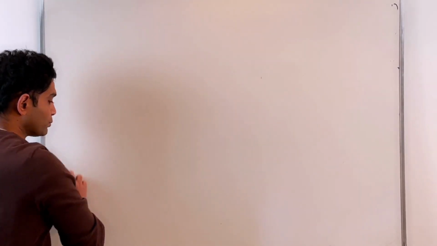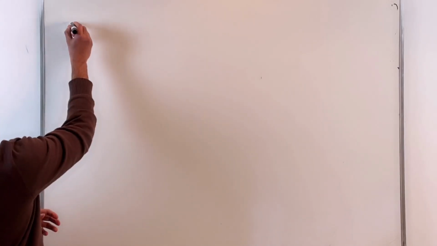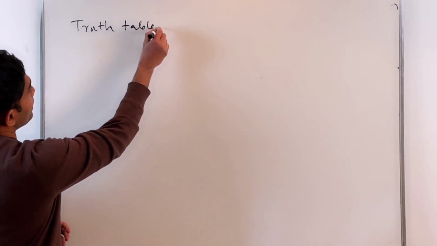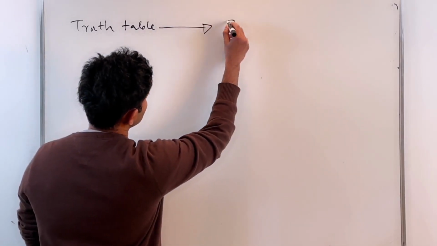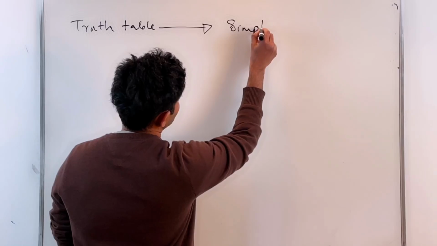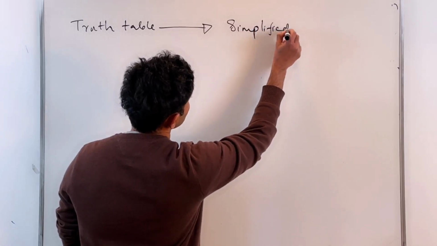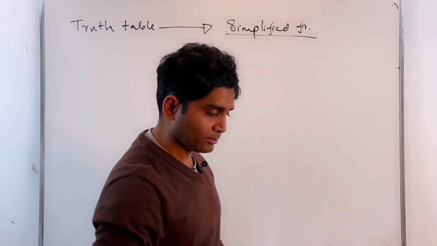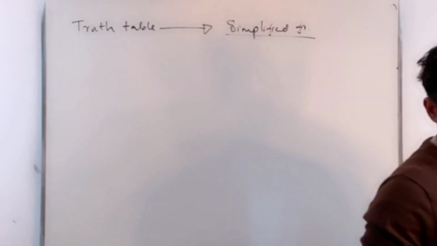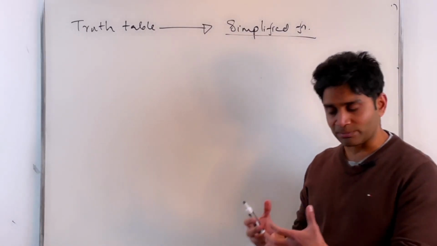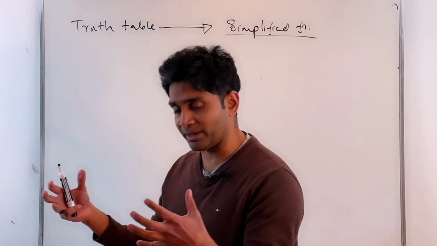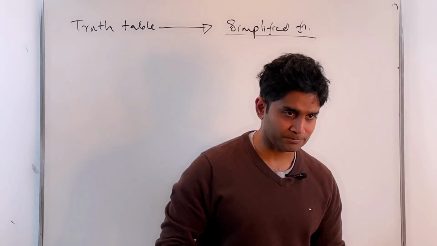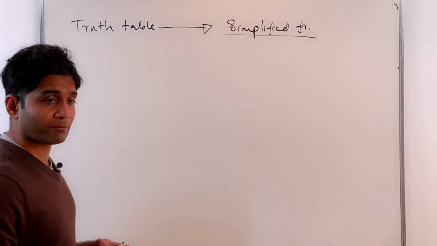Now once you're given the truth table, how do I obtain the simplified function? Again, we want to go for the simplified function, right? Because based on what we have discussed, we want to make it compact, we want to make it faster, power efficient, and so on and so forth. So we're always going for the simplified function.